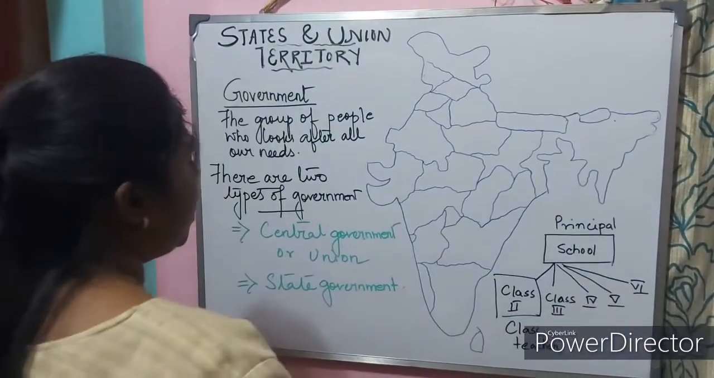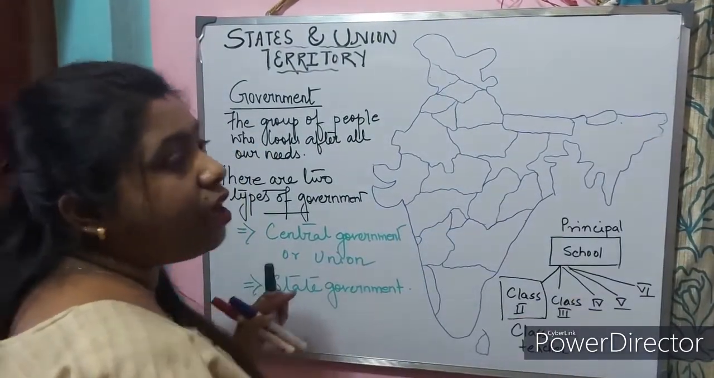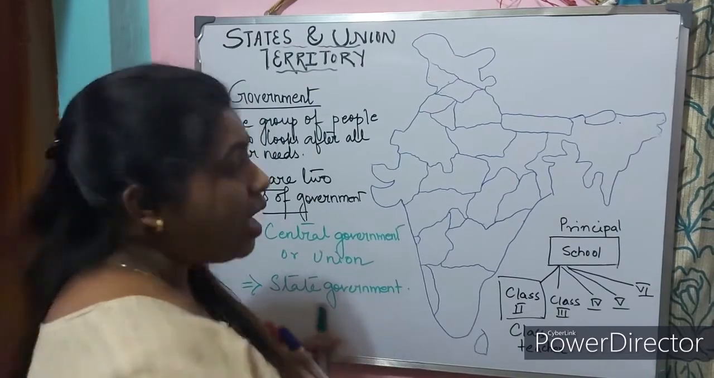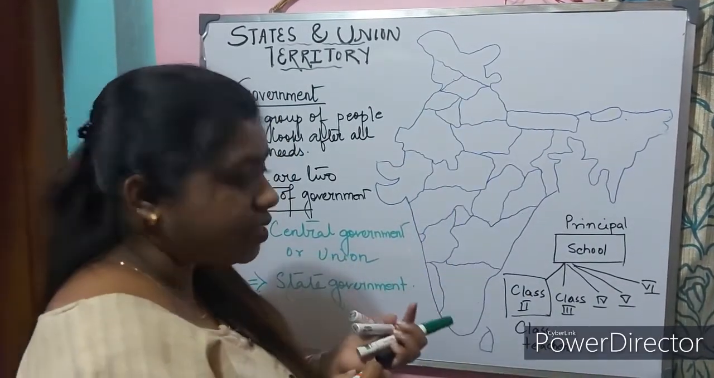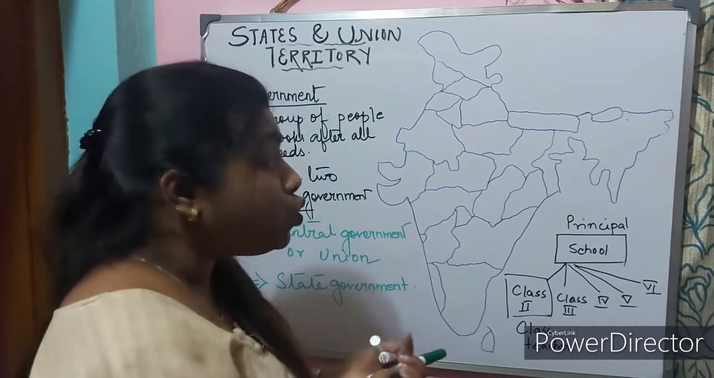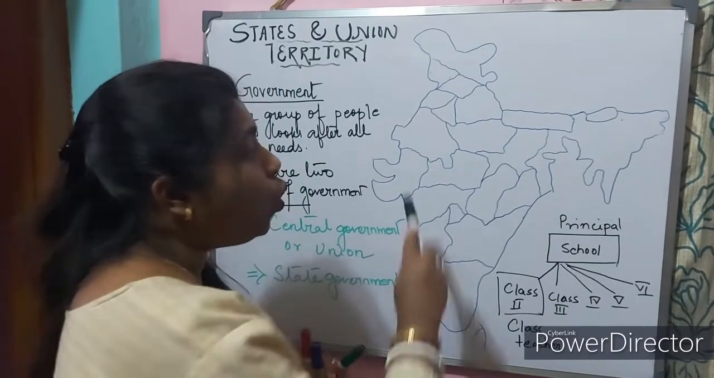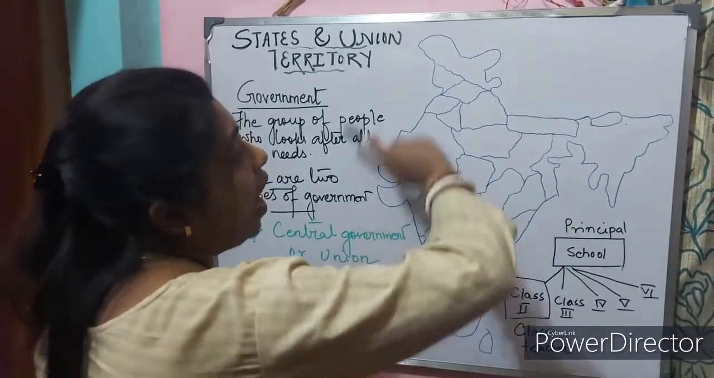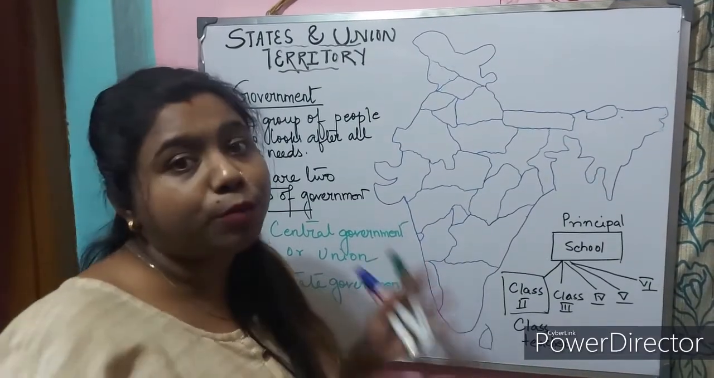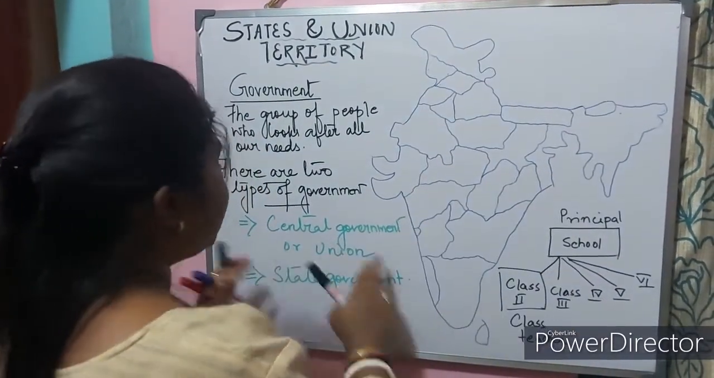Same goes with the central government. The central government looks after all the states of the country. But now they cannot go to every state to understand what problems are faced by the people there. So they have separate governments in the states who look after the problems of the people, and if there is a major problem, then they inform the center. That means the central government.